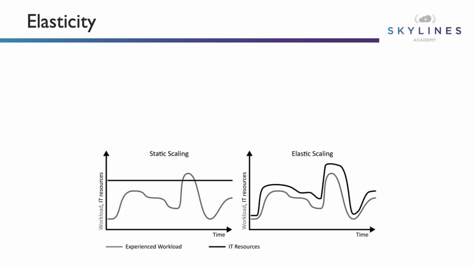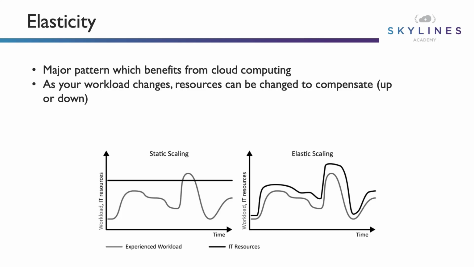If you look at this as well, this is one of the diagrams that comes from the definitions for cloud computing, and you can see static scale in there for an experienced workload versus IT resources. If you look at the black bar in static scaling, that's steady across the top, and then the workload is kind of going up and down, but it's got a steady amount of resources. With elastic scaling, it's basically going up and down in response. And this is the concept of elasticity. This is a major pattern which benefits from cloud computing. As your workload changes, resources can be changed to compensate up or down, and that's again where you get some cost benefits there as well.